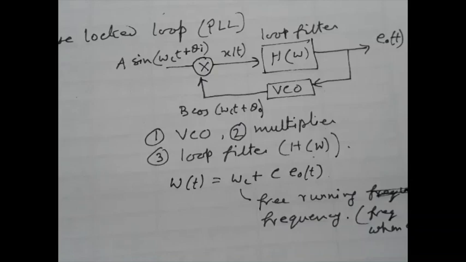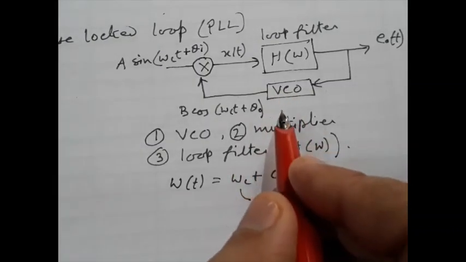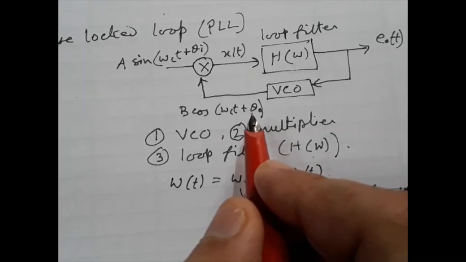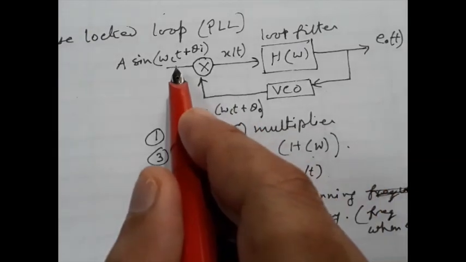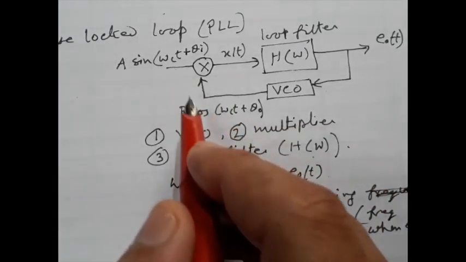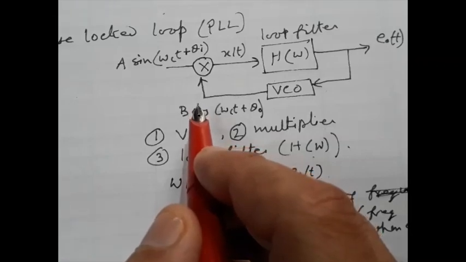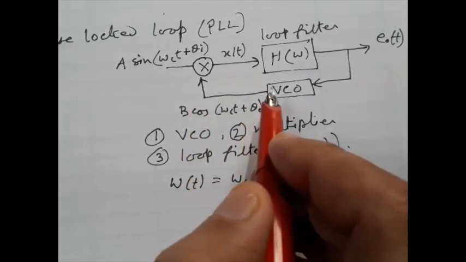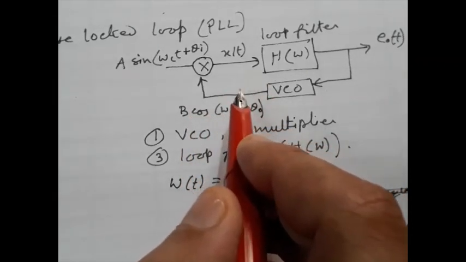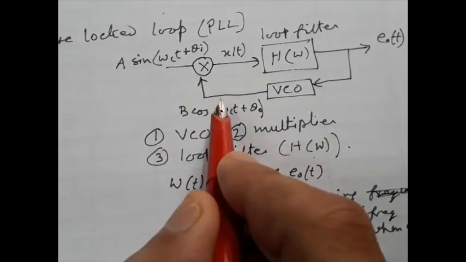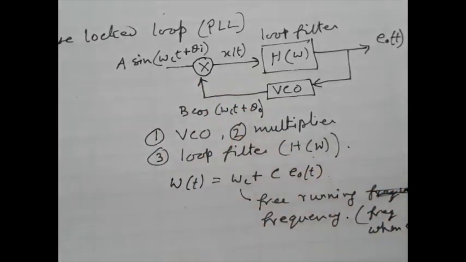The VCO adjusts its own frequency until it is equal to that of the input signal. At this point, the frequency and phase of the two signals are in synchronism.